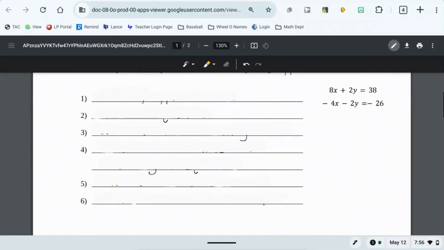So let's take a look at an example, and we'll do our steps along with the example. We have the system 8x plus 2y equals 38, and -4x minus 2y equals -26. Our first step, identify opposite terms. In this example, we have a positive 2y and a -2y. Those are opposites. We've identified them.